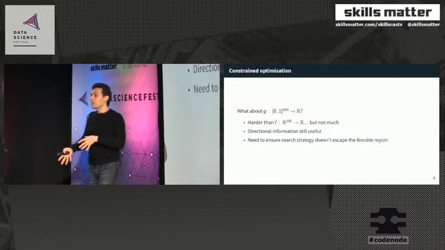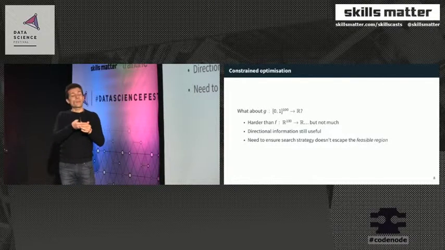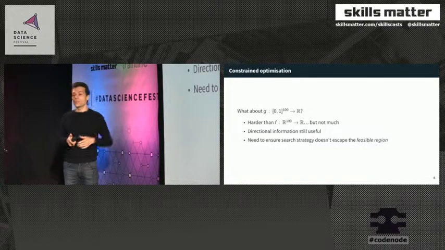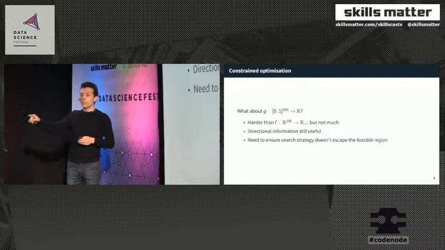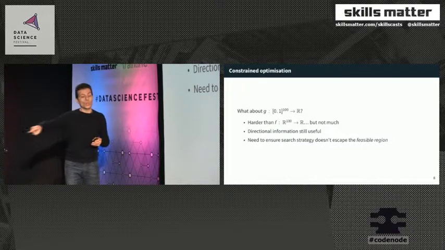The main thing that you need to ensure is that your search algorithm doesn't escape what we call the feasible region. So if you start following the gradient and suddenly you end up with x equal to 2, then you have escaped, and that's not good.